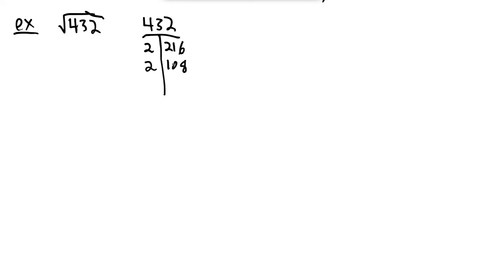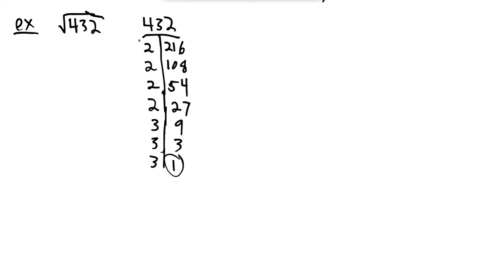That gives us 108. Divide that by 2. We're left with 54. Divide that by 2. We get 27. Now, is 27 divisible by 2? No. So we have to move on to our next prime number. Let's try dividing by 3. 27 divided by 3 gives us 9. We can divide 9 by 3 to get 3, and we can divide 3 by 3 to get 1. So we're left with 1 all the way over here.